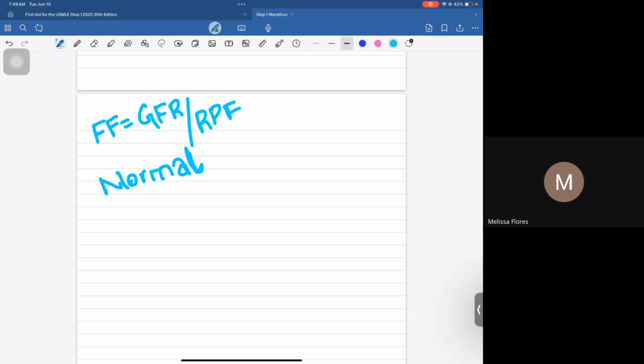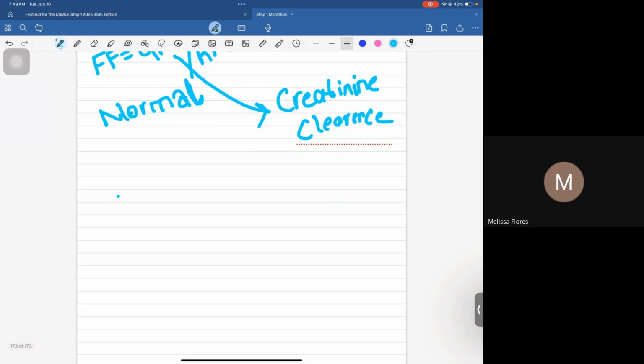Now, how can we estimate the GFR? We can estimate the GFR with the help of creatinine clearance. We have already discussed creatinine clearance. We have also discussed the other thing: there are two arterioles. One arteriole is known as the afferent arteriole, and the other one is known as the efferent arteriole.